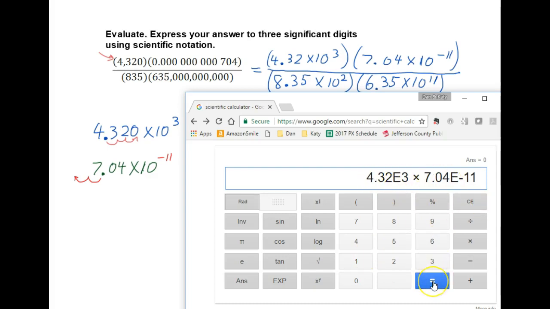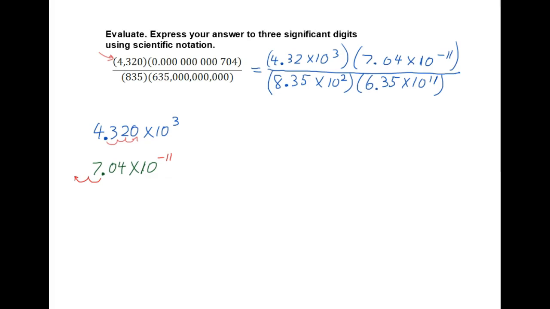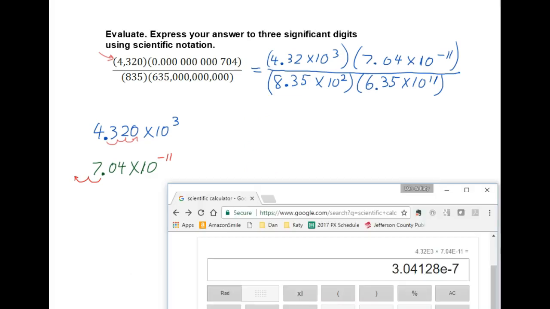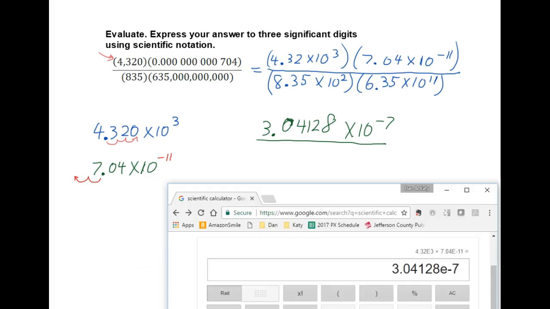Okay, I've just multiplied the numerator there, so I'll say equals, and now it gives me a number in scientific notation, 3.042. I'm going to write this down so I don't forget it. Oops, that was 3.04128. 3.04128 times 10 to the negative 7th it was. Okay, that's all going to be divided by whatever we get in the denominator. So let's bring the calculator back up.